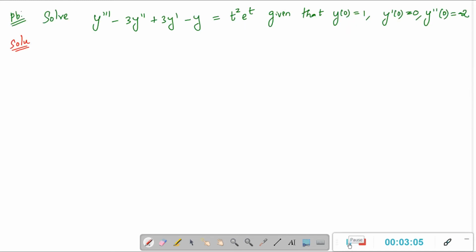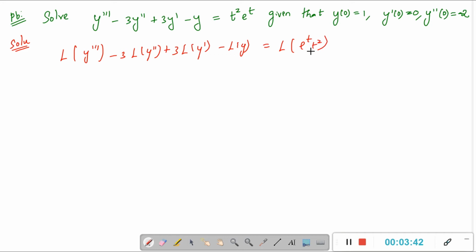Solve a third order differential equation given initial conditions. Now I am going to take the Laplace transform on both sides. So directly I am writing L of y triple dash minus 3 into L of y double dash plus 3 into L of y dash minus L of y equal to L of e power t into t square.